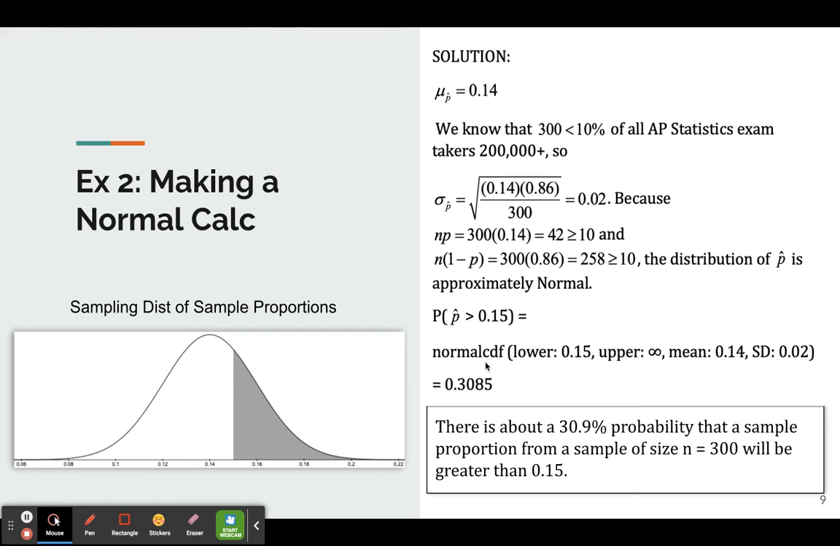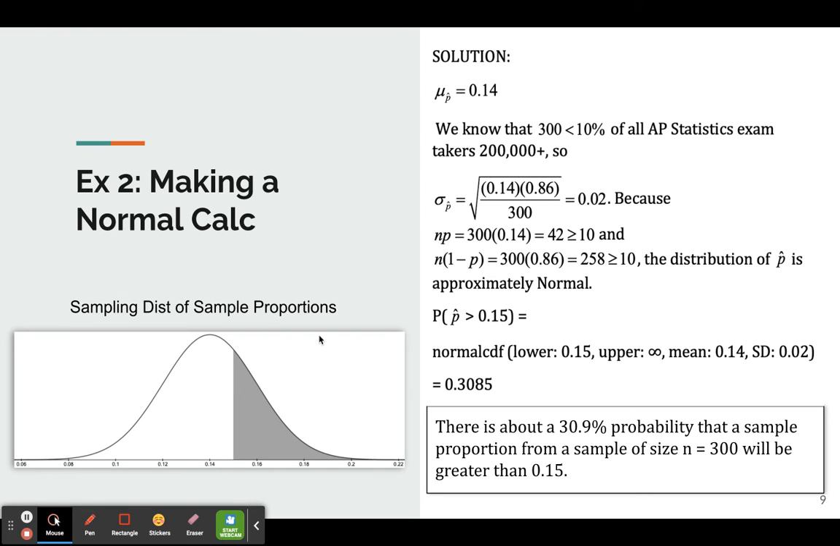So we're going to have a normal CDF. Our lower bound is going to be 0.15. Our upper is going to be infinity, or 11111. And the mean of this distribution is 0.14, right? That 0.14 comes from right here. And the standard deviation is 0.02. That 0.02 comes from right here. We plug that into our calculator, and we get about 0.3085.